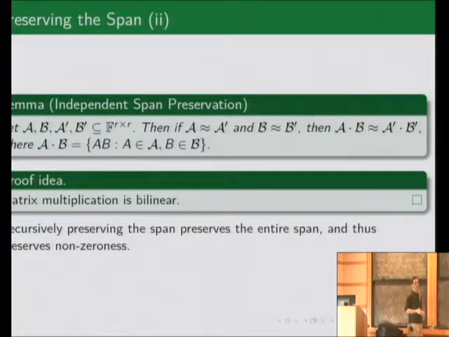You know, A and A prime. We don't mix the A's and the B's. Here, A has the same span as A prime. B has the same span as B prime. In this example, you would like something on the left to have the same span as the X matrix, and on the right to have the same span as the Y matrix.